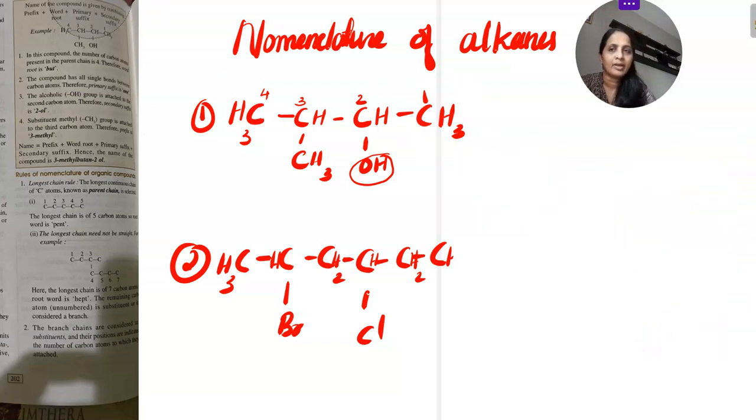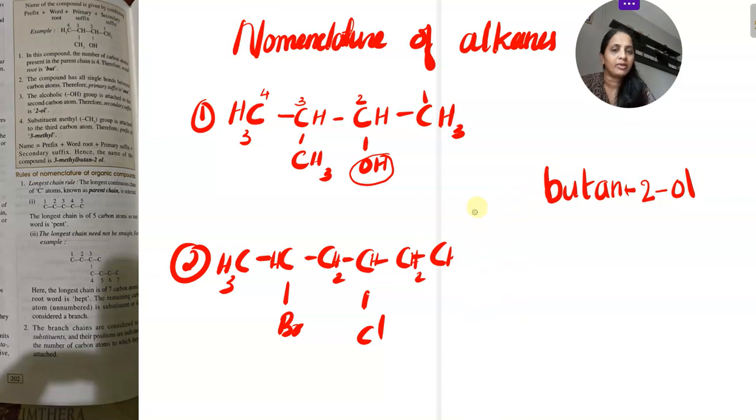Four carbon atoms, so our root is but. If it is a hydrocarbon, we will write butane, but this is not the case. Here an alcohol group is there, so what do you have to write? We have to give the alcohol's position. The second carbon has the alcohol, so butane-2-ol.